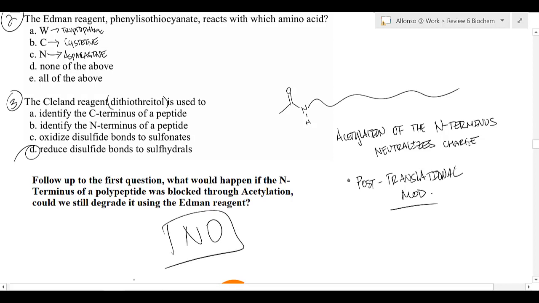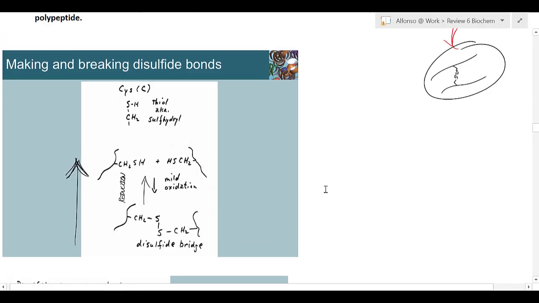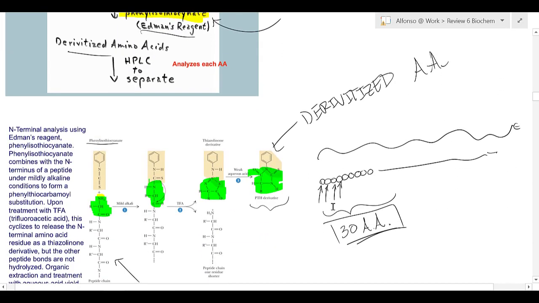So if it blocks the first N-terminus, we can still use it for the other amino acids? No, because the Edman reagent only works from the outside inward. So if this right here is our polypeptide chain, let's say this is the N-terminus. If we block it by putting an acetyl group on it, then the Edman reagent will not react with it. So it only works with NH3. Yes, NH2, not the peptide form itself. Exactly.